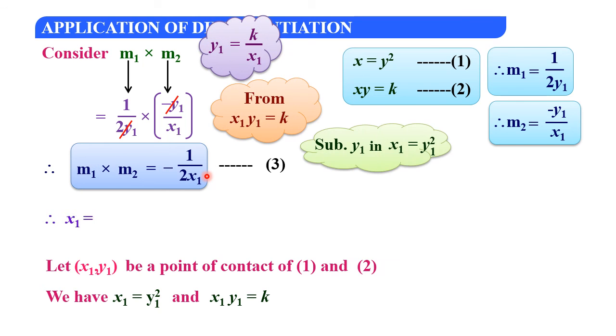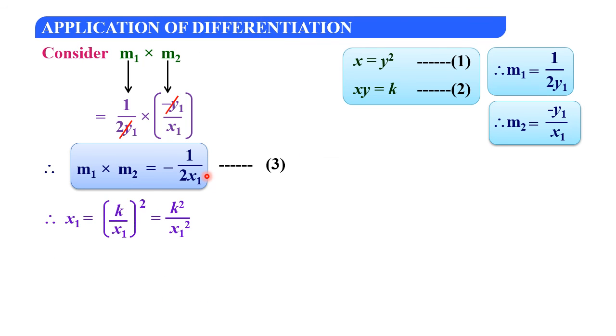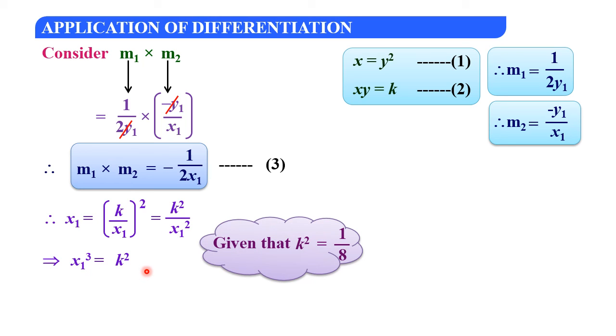When finding the values of x1 and y1, one particular term is given in the question itself. So x1 equal to k divided by x1 whole squared equals k square by x1 whole squared. It is given in the question itself. x1 raised to cube equal to k square. x1 square into x1 is how much? x1 raised to cube equal to k square.